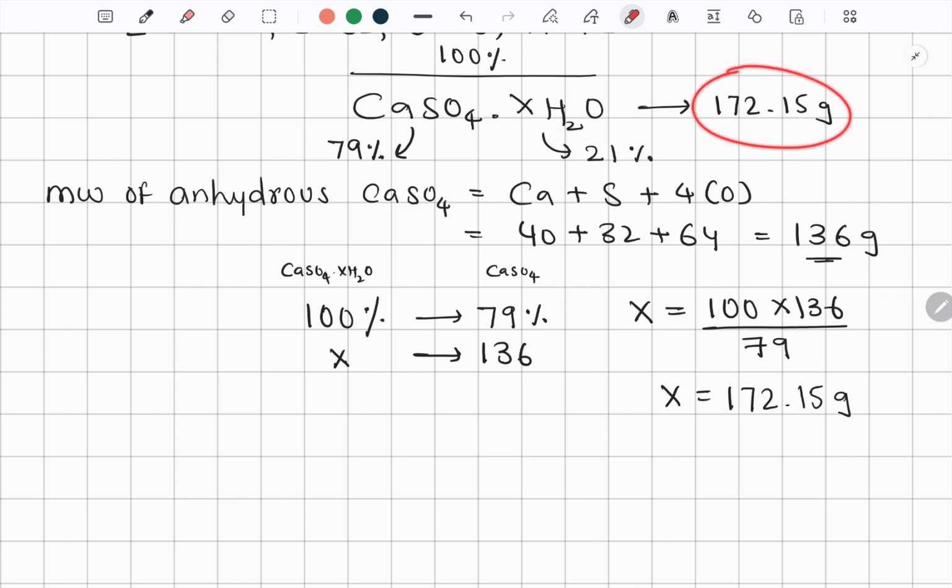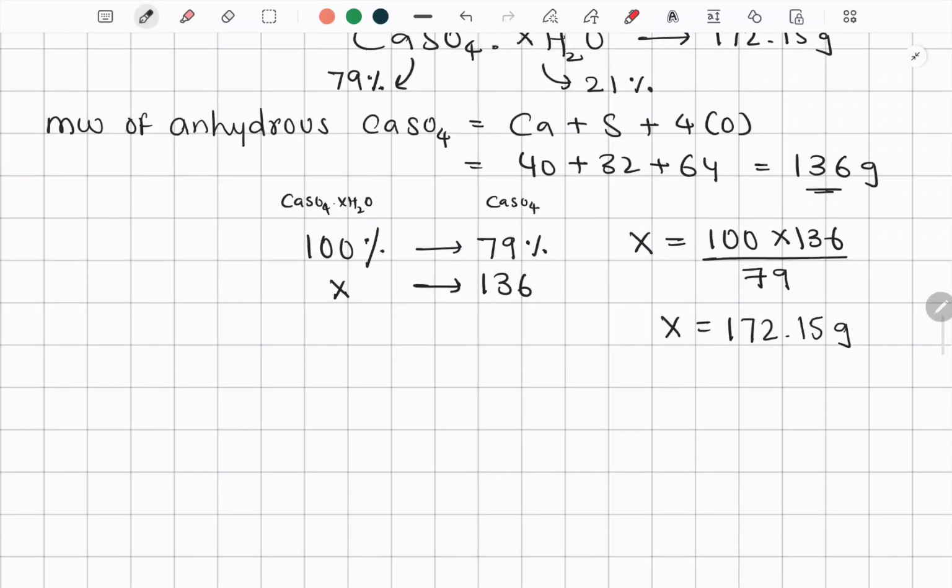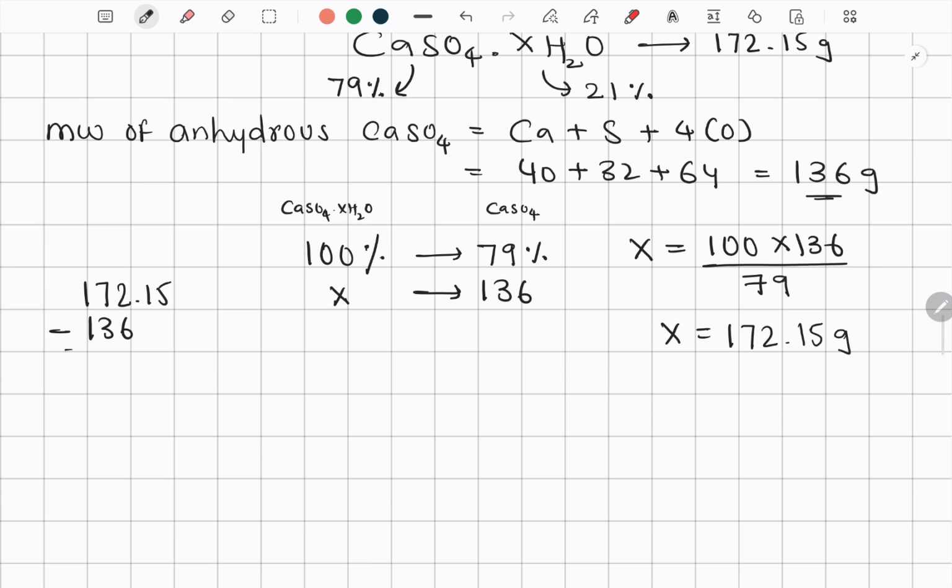So out of 100%, which is 172.15 gram, if I remove the 79%, which is my 136 gram, then I will get to know the value of XH2O. Am I correct? Yes, sir. Okay. So if I remove the 136 from the 172.15, I'll get the answer is equal to 36.15 gram. That is the value of XH2O, the weight of the XH2O is nothing but 36.15 gram.